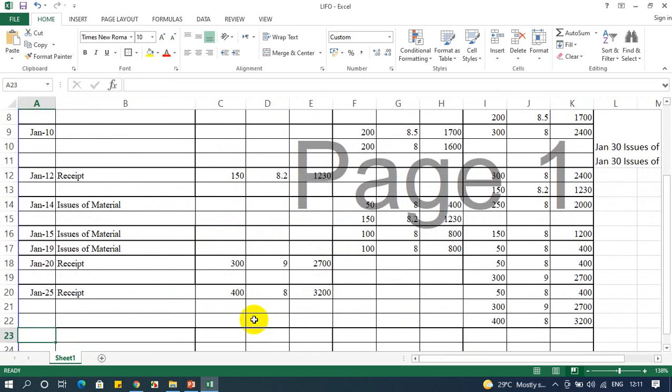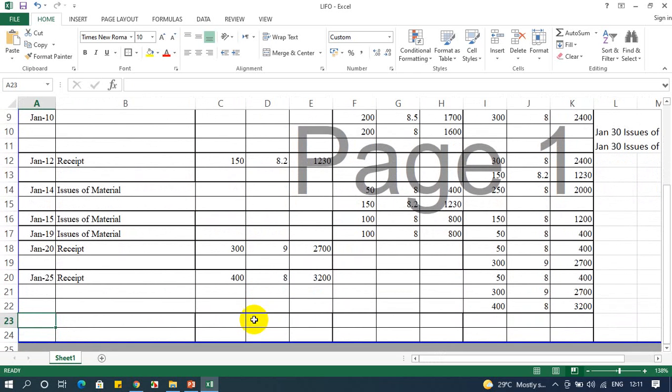So here, writing on January 30, issue of material. So how much material did we issue? 200 units. So we have 400 units, so we can sell 200 out of that. So the rate is 8. It will become how much? 1600, right? So how much is left?